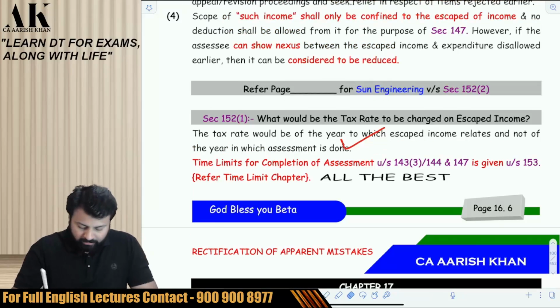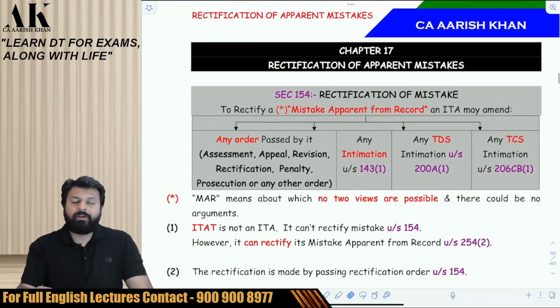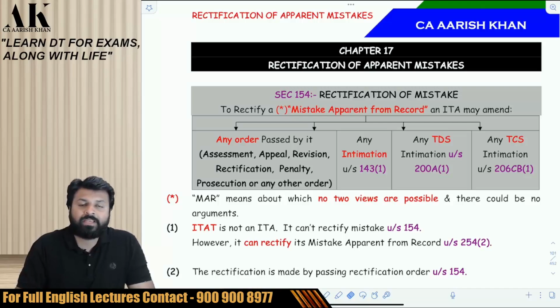So let's go ahead now to the next topic, and that is the first remedy under the income tax law. If you are not satisfied with the order of the assessing officer, or if you are not satisfied with the intimation made by the department, you have multiple remedies, and one of them is rectification of mistake. Now you will go under this remedy only if there is an apparent mistake. If there is an apparent mistake made by the income tax department, then you can go for rectification.